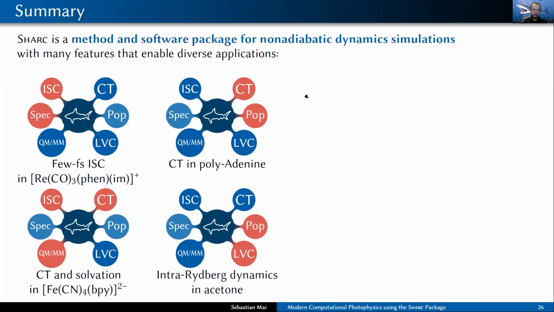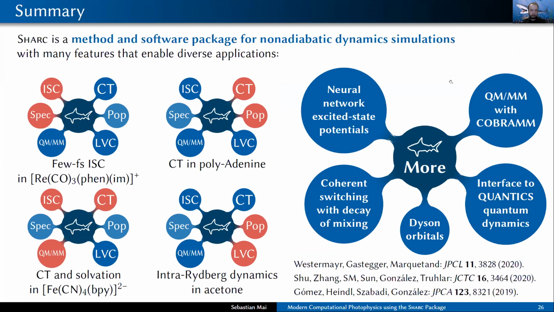But I actually didn't tell you everything, because in SHARC we have even more important things that will come up in the future or are already available, like neural network potential energy surfaces, the coherent switching with decay of mixing method by Don Truhlar for the coherence correction. QM/MM will be available in the future through collaboration with the COBRAM developers. We also work on an interface with the Quantics wave packet simulation tool. And as already discussed earlier by Felix Plasser and Emmanuel Fromager, in SHARC there are also Dyson orbitals available.